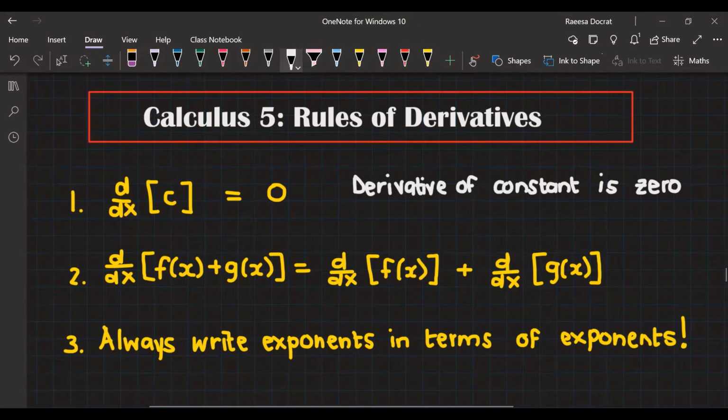The second one that we'll use is for addition. If you have the derivative of two terms that you are adding, then it's equal to the sum of each one's derivative. So we can distribute the derivative over a sum, or subtraction. Please note that this rule is not the same for multiplication and division. Here we only use it when we're dealing with addition or subtraction.